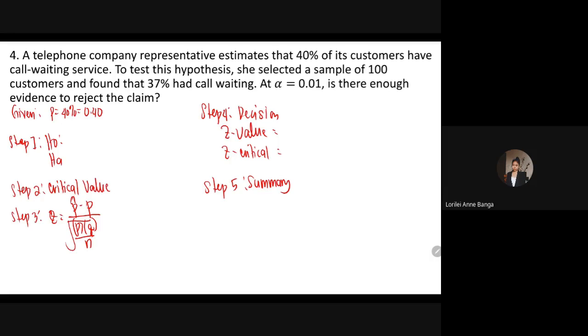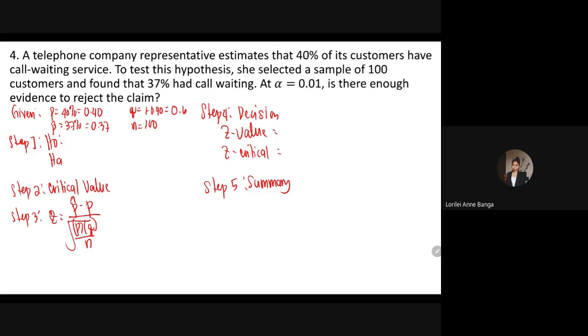Next, sample proportion. Tapos yung sample proportion po, 37/100 po. Or 37%. So that's 0.37. What's our Q? 1 minus 0.40, which is equal to 0.6 po. Yeah, that's correct. 0.6. And the sample size is 100 po.